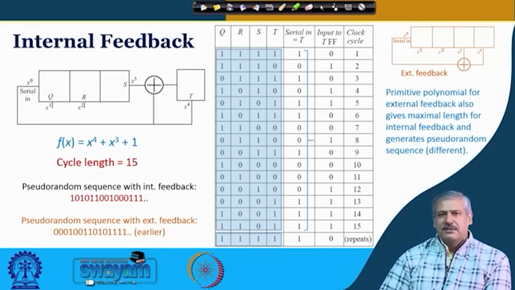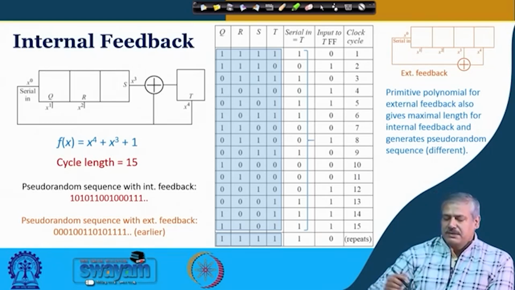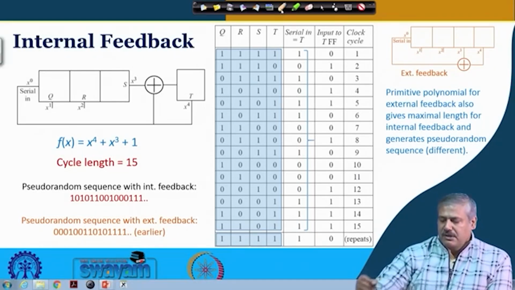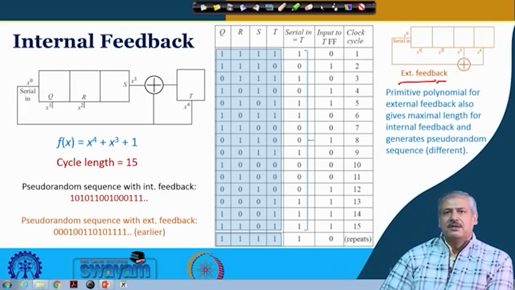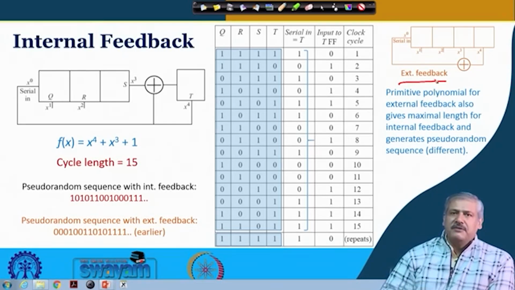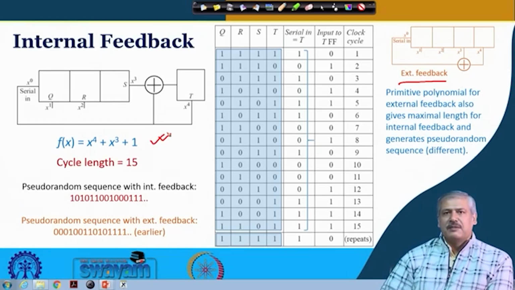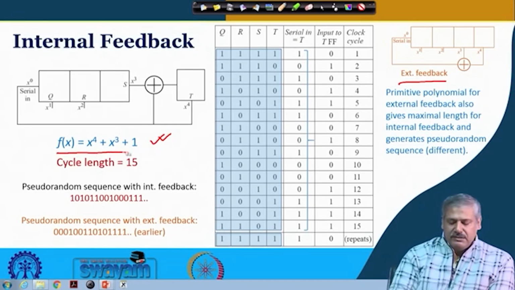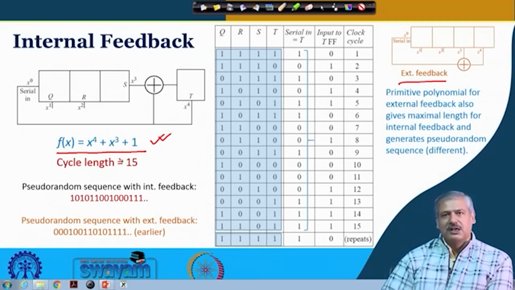So, what we had discussed so far constitutes external feedback. There can be linear, there can be internal feedback also, if provision is there, by which these polynomials can be generated and implemented. So, using internal feedback, if we are implementing the polynomial x to the power 4 plus x to the power 3 plus 1, which was maximal length in case of the external feedback which we have already investigated.